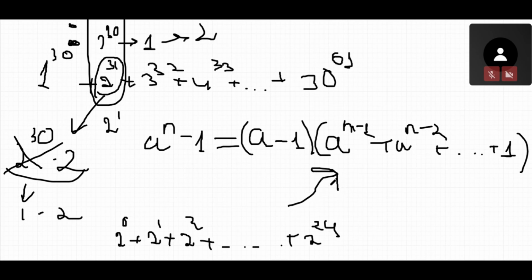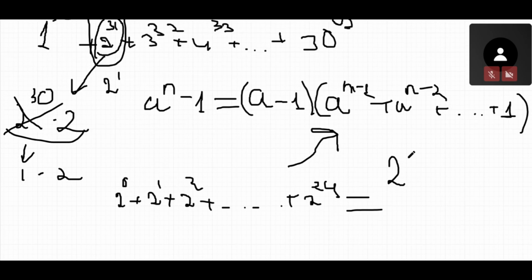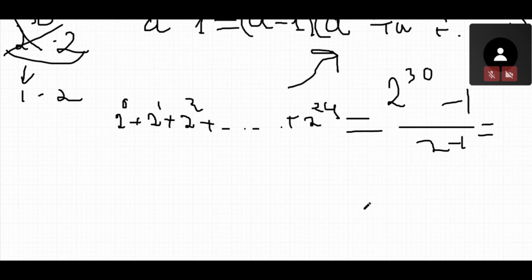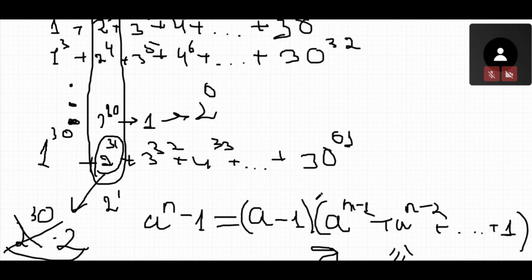Do you see the similarity? We can write it as 2 power of 30 minus 1 divided by 2 minus 1. And 2 power of 30 is equivalent to 1 from Fermat's theorem. So 1 minus 1 divided by 2 minus 1 will give 0. Yes, and every part of this group will give 0.